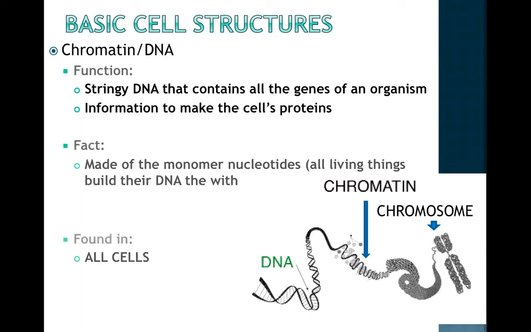All right, so our fact is they're made of the monomer nucleotides. Remember, monomers are building blocks. And this should say all living things build their DNA with these same four nucleotides. So we only have four options for those building blocks. And it should kind of blow your mind that we can then build all the living things on Earth just by changing those building blocks, like the order of the nucleotides. Because then that might tell the cell to make a totally different protein because the instructions have changed.